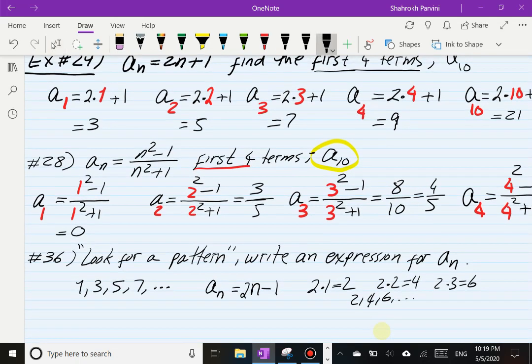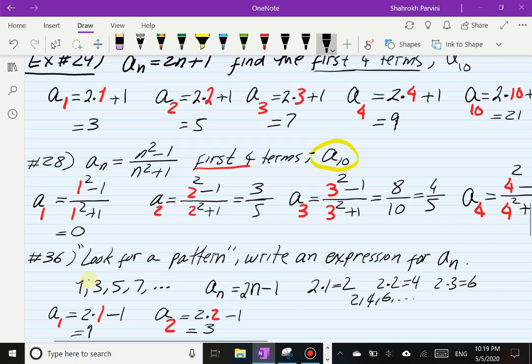Right? Let's try it now. So I'm going to plug in a 1. A sub 1 is going to be 2 times n, which is 1, so it's going to be 2 minus 1, and that's 1. And there you go. That's what we wanted right in here. Let's see, when n is 2, that's a sub 2, and that's going to be equal to 2 by 2 minus 1, doesn't it? Now 2 times 2 minus 1, that's 4 minus 1, 3.